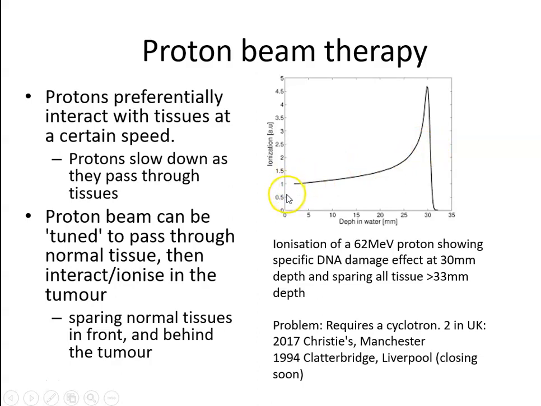Now the nice thing about proton beams is you can tune them so that you can fire them in at, in this case, 62 mega electron volts, and you will irradiate 30 millimeters incredibly well. That's 30 millimeters of tissue depth, but everything beyond 33 millimeters doesn't get irradiated because all the protons are being absorbed by the tissue and none of them are exiting beyond or penetrating beyond 33 millimeters in this case. And then you can just fire a whole range of different energies of protons, give a fractionated dose to irradiate an entire tumour.